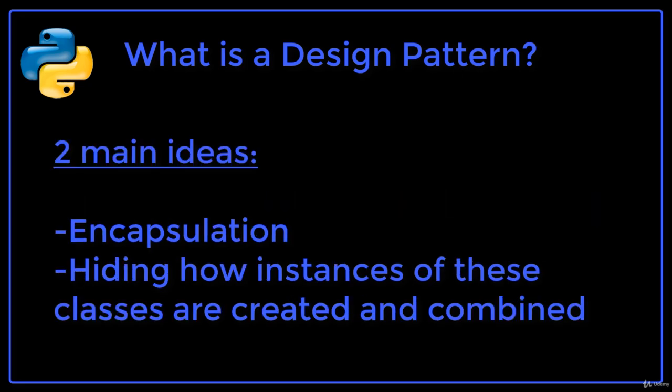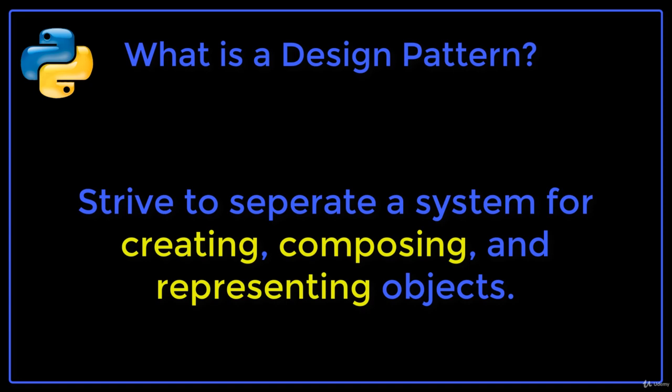There are two main ideas that come into play with creational design patterns. One is encapsulation, specifically encapsulating the knowledge about which classes the system uses. The other is hiding how instances of these classes are created and combined. Creational design patterns strive to separate a system for creating, composing, and representing objects.